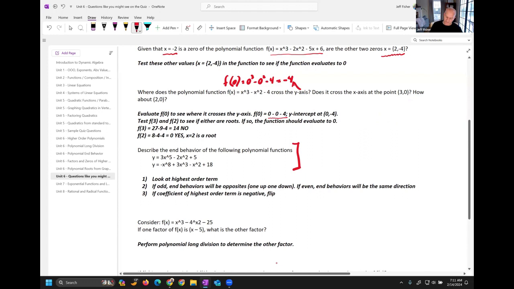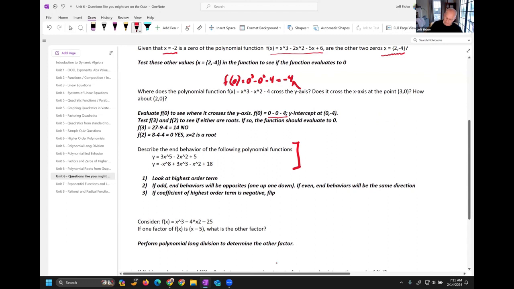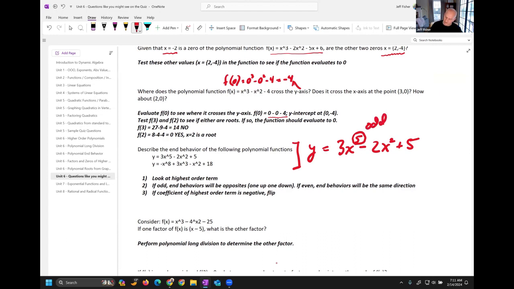Describe the end behavior of the following polynomial functions. We talked a lot about this today. The first one is y equals 3x to the 5th minus 2x squared plus 5. We look at the biggest exponent. If it is odd, then it is going to be the opposite, one up and one down. And the coefficient in front of the x term is a 3, which is positive, not negative. So since 3 is positive, it's going to go up and up.